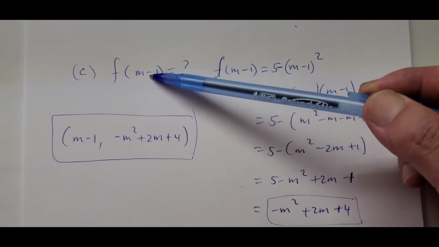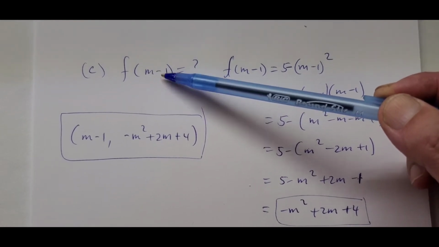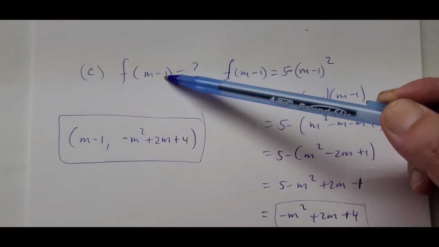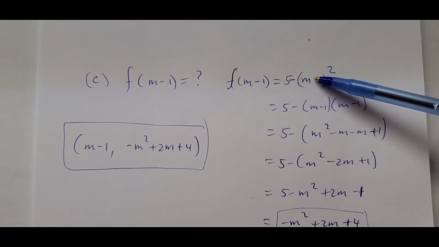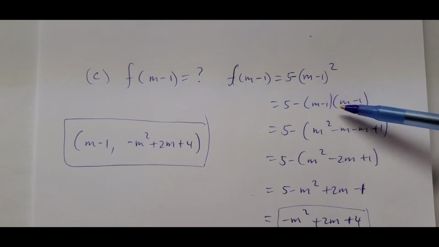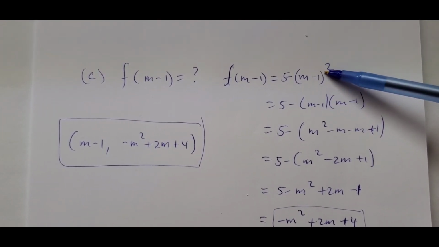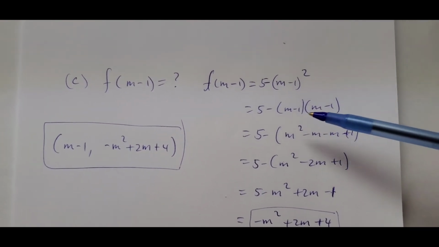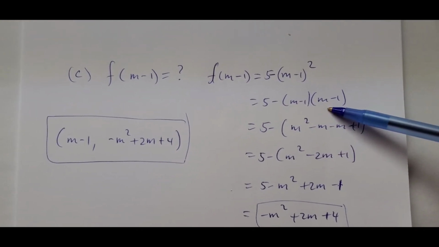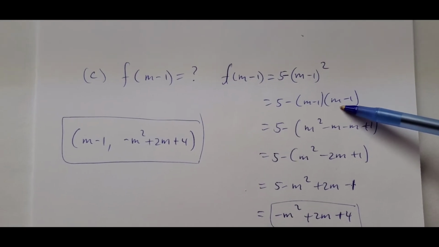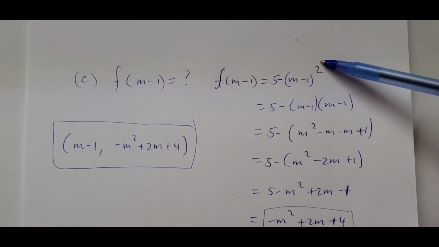Okay, so here we want to do m minus 1. Well, we want to know what m minus 1 is, so plug it in. So 5 minus m minus 1 square. Well, there are 2 of them. How do I know there's 2? Because of this square. Okay. So now there are 1 m minus 1 and m minus 1 again, because there are 2. How do I know there are 2? Because of this number.